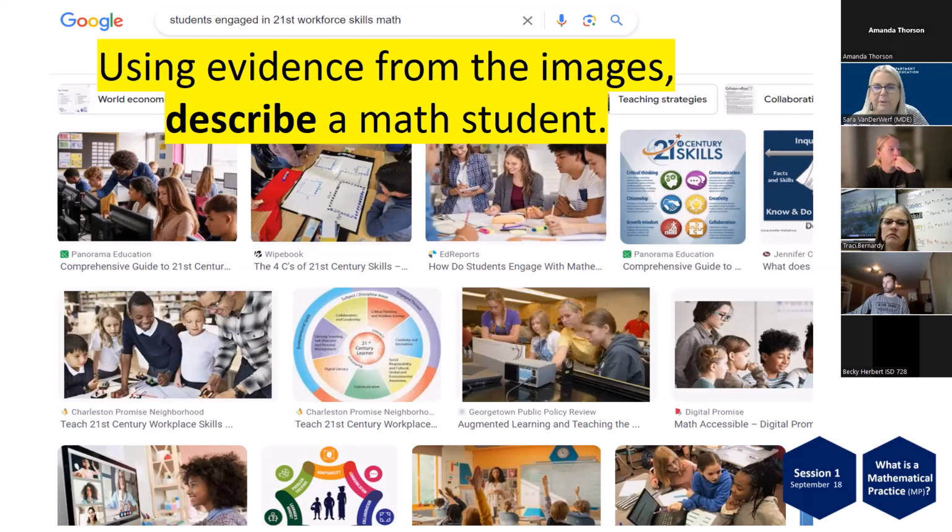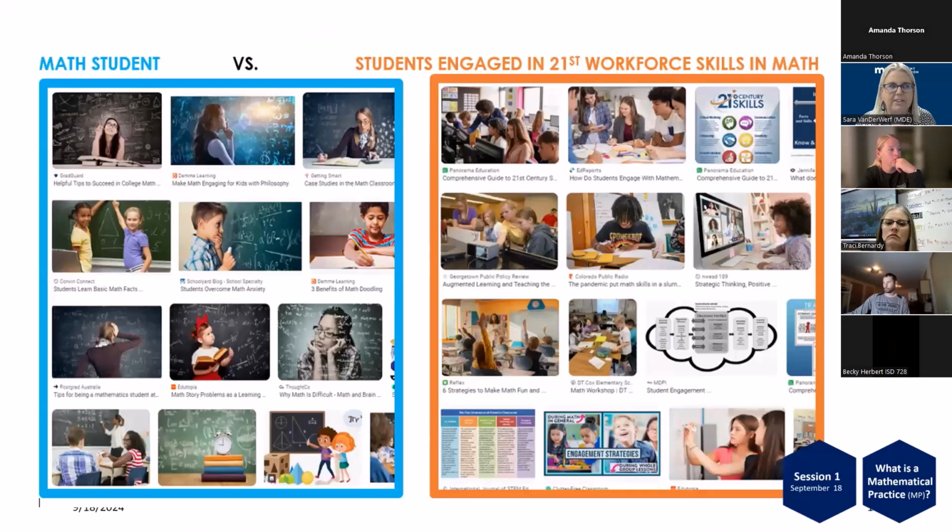I believe our biases of what we believe a math student and a math teacher to be can be found in Google Images, and many of us act amongst those. I'm going to challenge us to think about the differences between these two sets of images. How are they the same and how are they different?